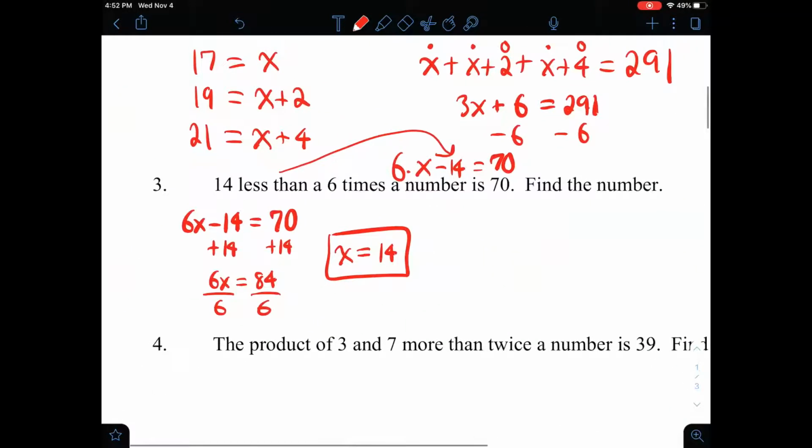So that's the number. If you were to plug in the number, 6 times 14 minus 14, that's going to work. That's going to be the number that works.